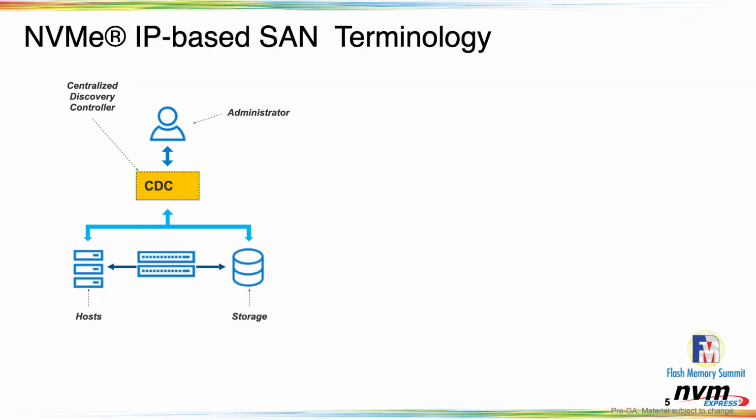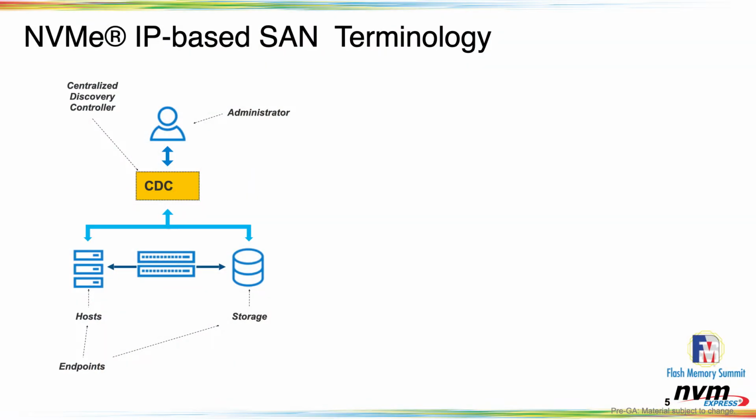Before we get there, let's talk about some basic NVMe IP SAN terminology. There's this thing called the centralized discovery controller, or CDC. The centralized discovery controller is a discovery controller. It just happens to be running, not on a subsystem necessarily. It's typically running in a VM or on a switch or as a collection of microservices somewhere. It could even be running on a DPU if you wanted it to.